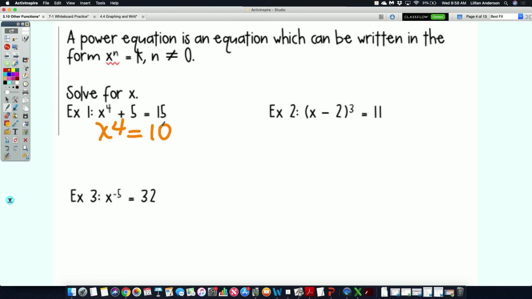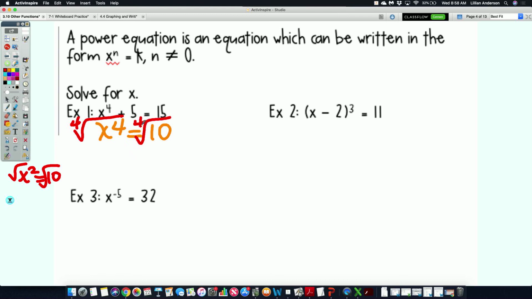And then how would you get x by itself? Log. Not log. Log is if you had your variable in the exponent, but I have a number here. You would take the fourth root. Because if this was x squared equals 10, what would you do to solve for x? You do the square root. But because this is now a power of 4, you would do the fourth root of both sides.